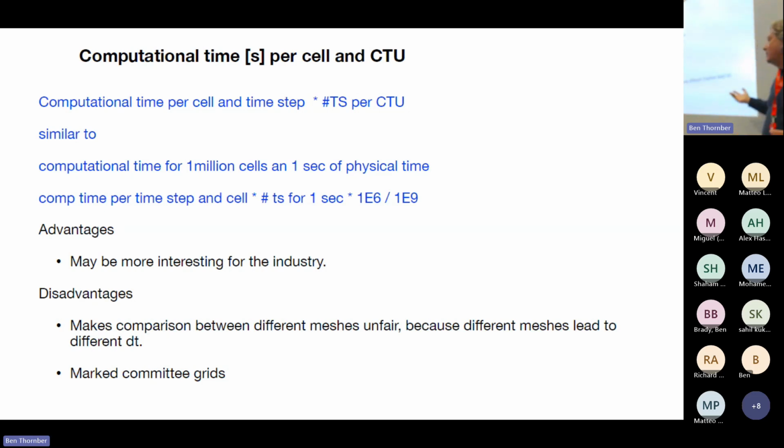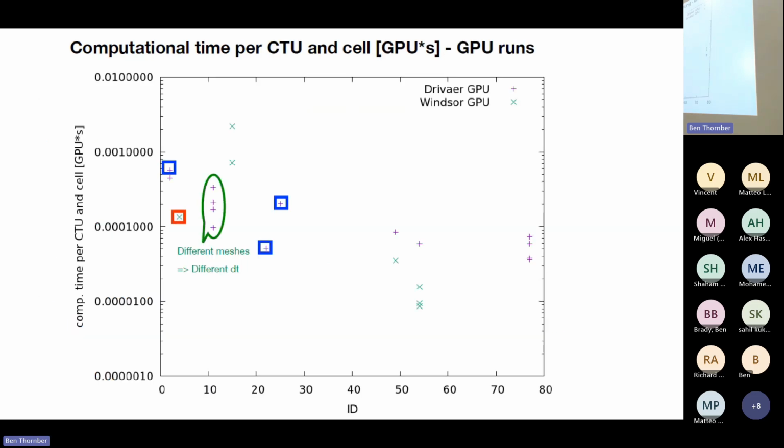But here it makes the comparison between different meshes very difficult. So these results that before were all clustered together are now very spread out, and this is not a worse simulation than this. It's the same code, and the other value is the one that gets the real information about the code.